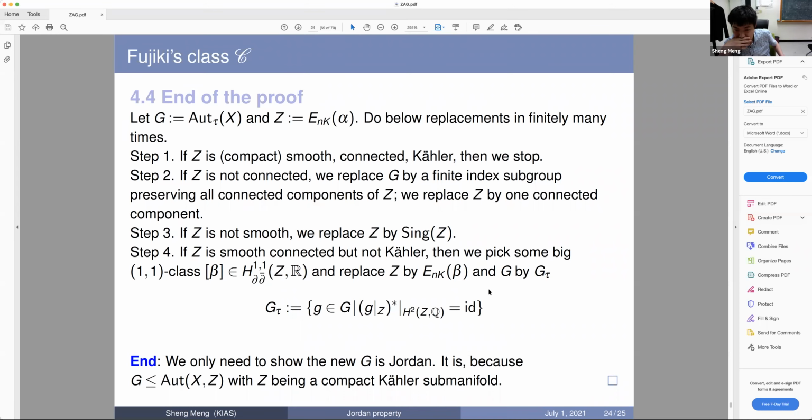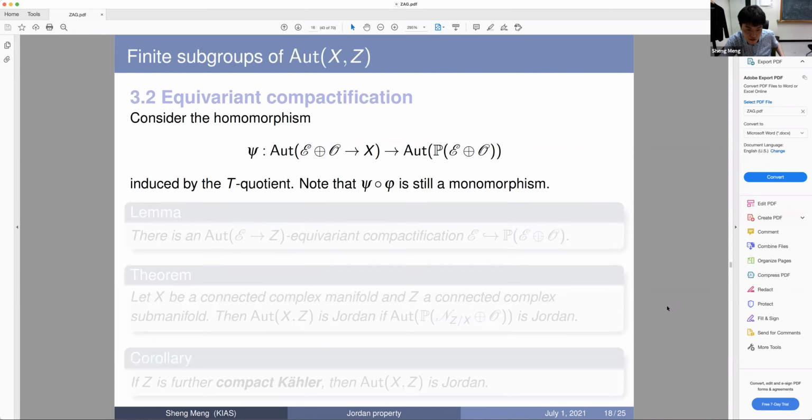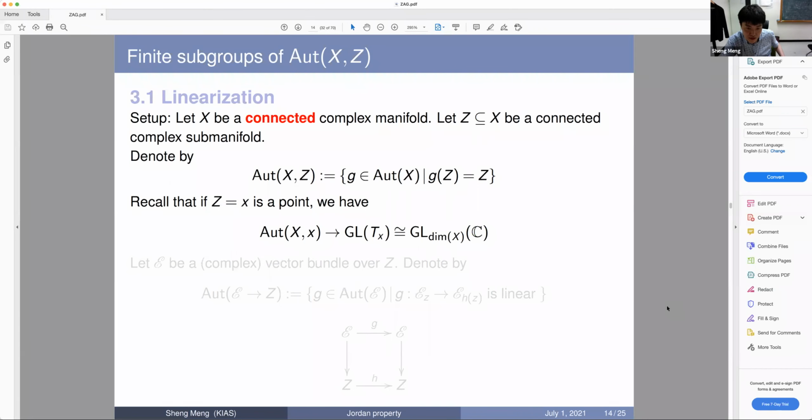Are there any more questions? I have a question about these steps. I think there is a case, for example, where the dimension of Z is 0. So you reduce Z to a point, and then I think it's fine. If Z is a point, then it is automatically Kähler. It is also simple, because we have this result: Aut(X, Z) is a subgroup of GL of the tangent space at Z. This one is short.